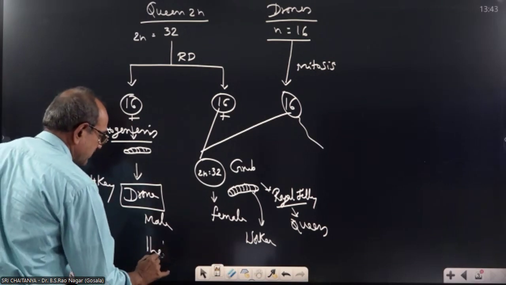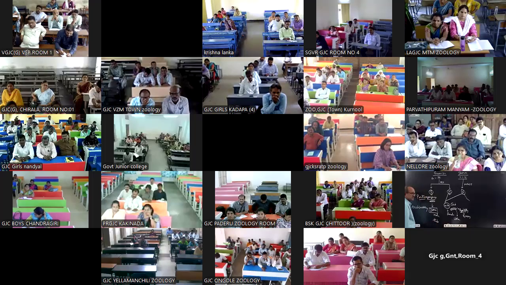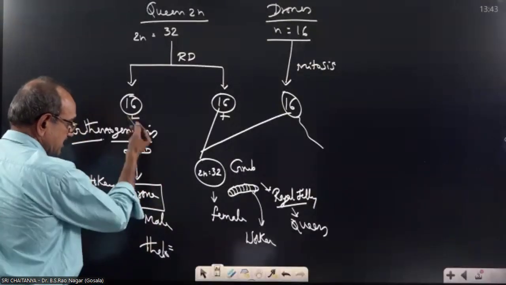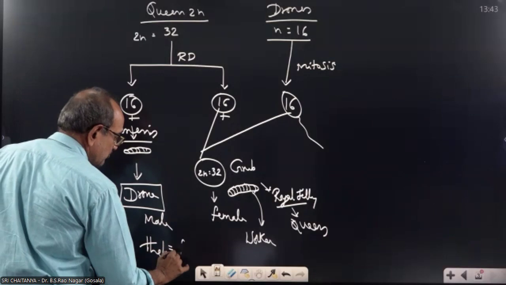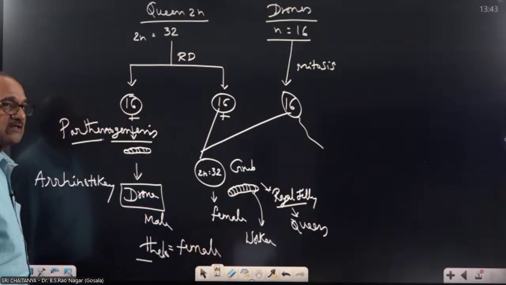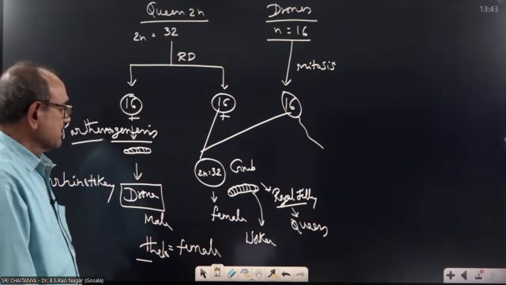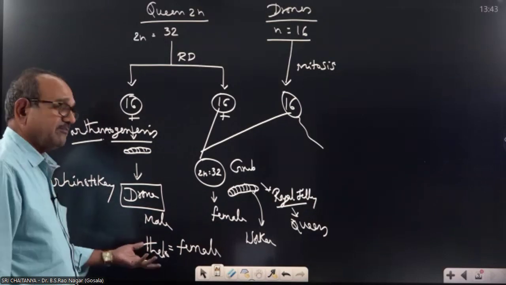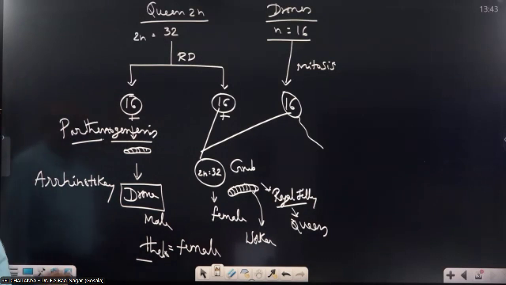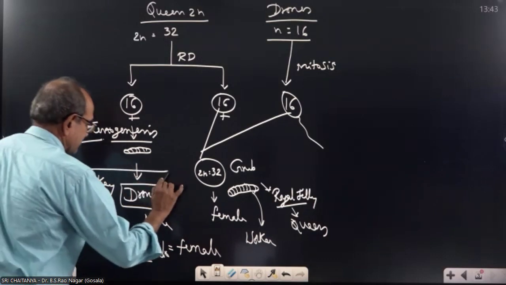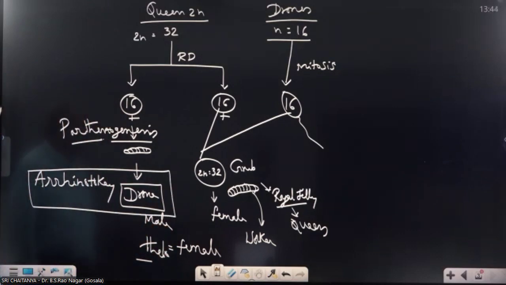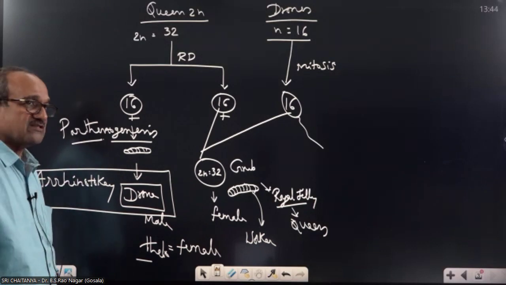Thelytoky is seen in some other insects. In thelytoky, the embryo or the egg develops into a female. There are some insects that develop into male or female based on different environmental conditions; that is amphitoky. But here, this is important: the drones are developed through arrhenotoky, a type of parthenogenesis.